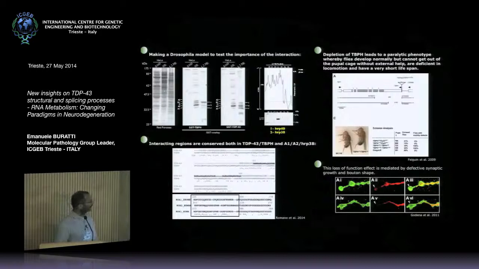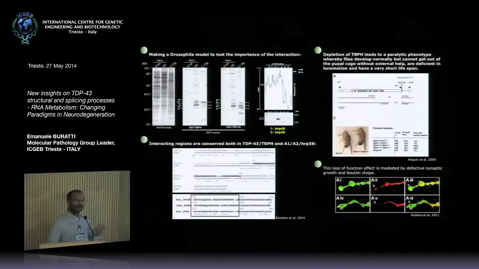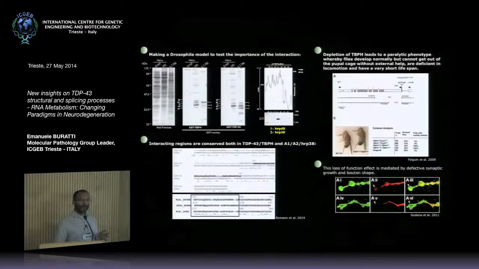This is something that we really try to investigate, and we have just started a little bit, so most of the data I'm going to show you have not been published yet, at two levels. The first level is at the level of the organism, and the second level is at the level of potentially important splicing events where TDP-43 together with hnRNPs could play a role.